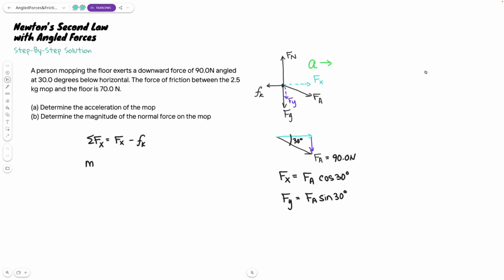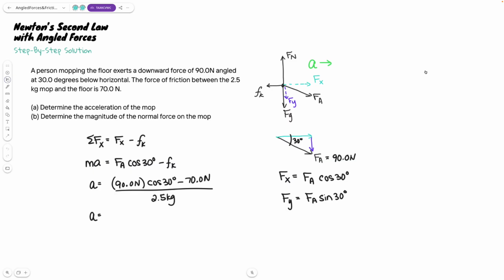It's only going to have horizontal acceleration. So we're replacing, per Newton's second law, net force with mass times acceleration. We're going to take that x component of our applied force, which we've written an expression for, minus friction, and solve for acceleration. We're taking our 90 Newton applied force, cosine 30 degrees, minus our 70 Newton friction force, and we'll divide that by our 2.5 kilograms of mass.